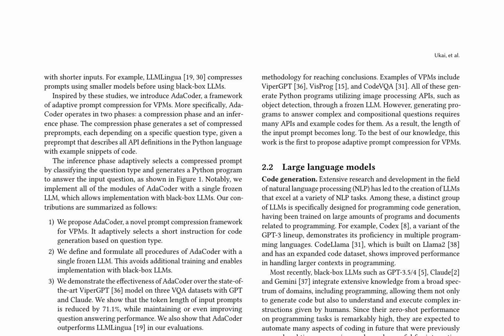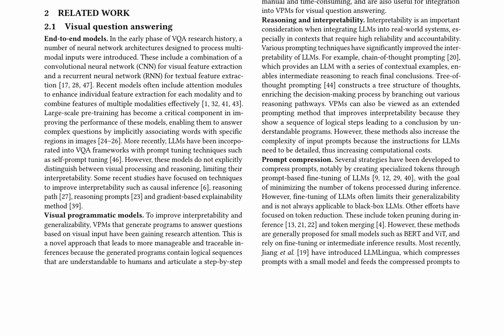Inspired by previous studies on prompt compression, such as LLM Lingua, AdaCoder is the first to propose adaptive prompt compression for VPMs. Notably, it is implemented with a single frozen large language model, LLM, allowing for implementation with black box LLMs. This work provides a comprehensive review of related work in visual question answering, VQA, and large language models, LLMs, covering the evolution of VQA models and the importance of interpretability in LLMs.